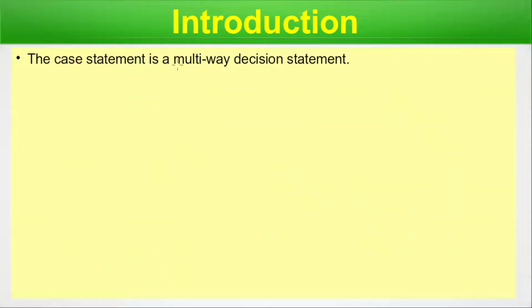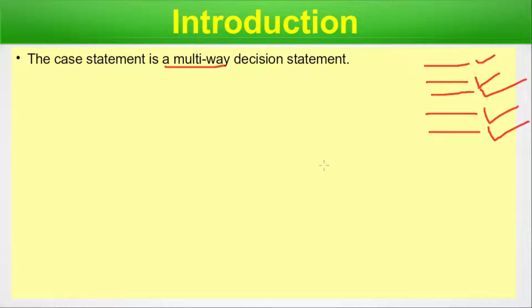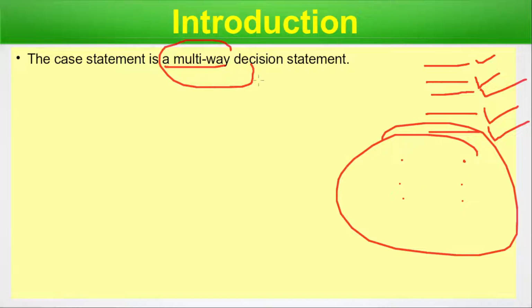Introduction. The case statement is a multi-way decision statement. Multi-way means there are multiple cases for which the digital control can go to different expressions or values. So this is the multi-way. Or rather, you can say it's a lookup table. So case 1, value 1, case 2, value 2, case 3, value 3. This way, it can have a lookup table. So this is a decision statement and it's multi-way.